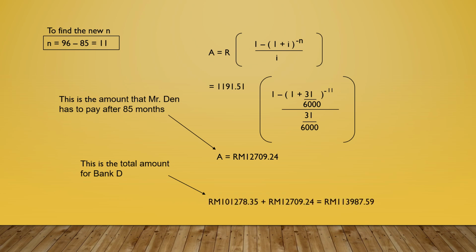So the total for Bank D is 101,278.35 plus 12,709.24. We get 113,987.59.